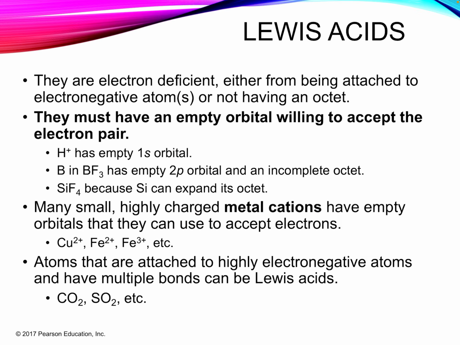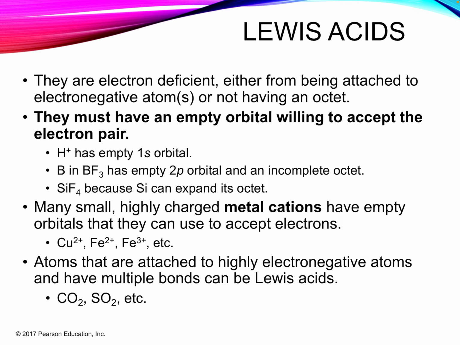In order to be a Lewis acid, they must have an empty orbital that's willing to accept the electron pair. So for some reason or another, they need to be short on electrons, because Lewis acids are going to be electron acceptors. For example, hydrogen would have an empty 1s orbital. Boron in boron trifluoride has an empty 2p orbital. It has an incomplete octet. It's only got 6 valence electrons instead of 8. That makes it a really good Lewis acid.